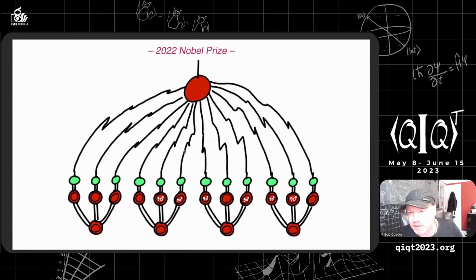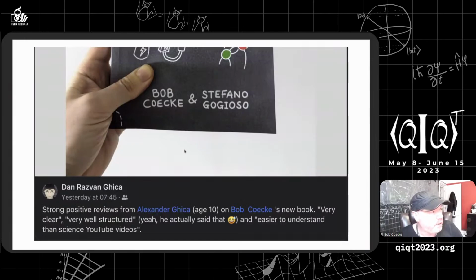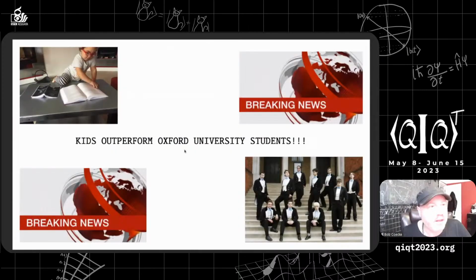This is the most complicated thing you find in the whole book, but it's actually not complicated if you've gone through the whole theory. For example, here Dan Gicca posts a review from Alexander Gicca, his son, age 10, on the new book, and he understood everything. So it's a 10-year-old, and he understood everything. He even states it's very well structured, easier to understand than science YouTube videos. So that's good.